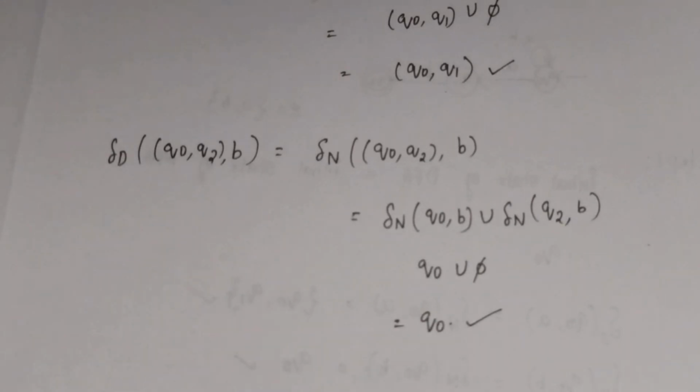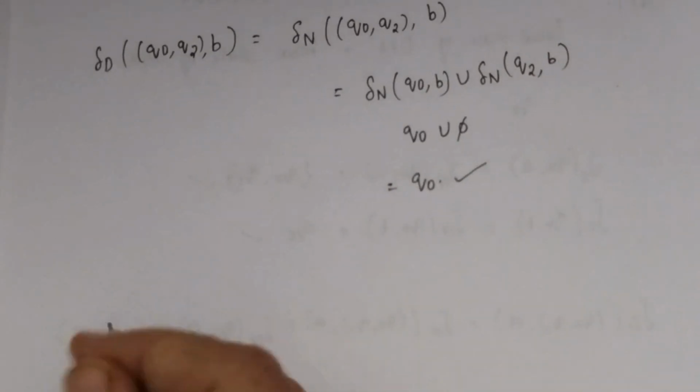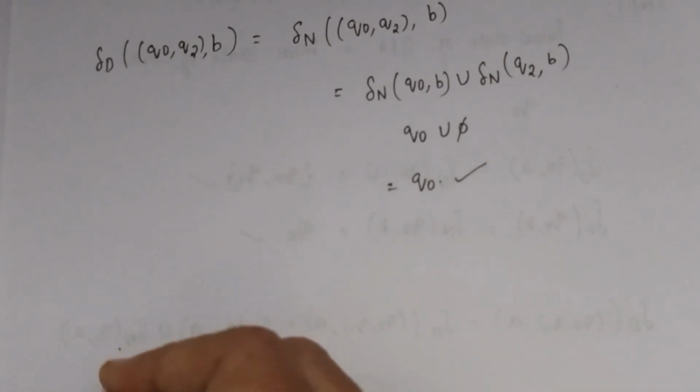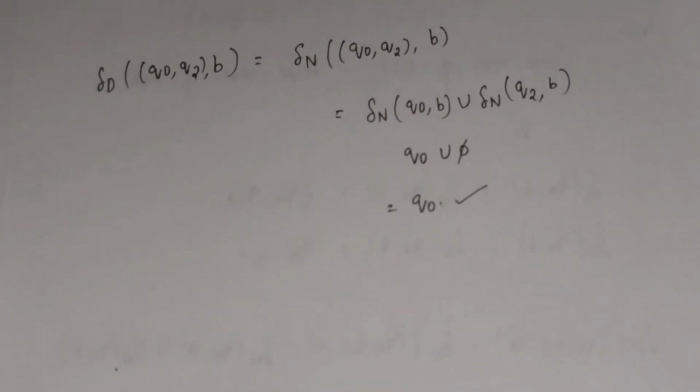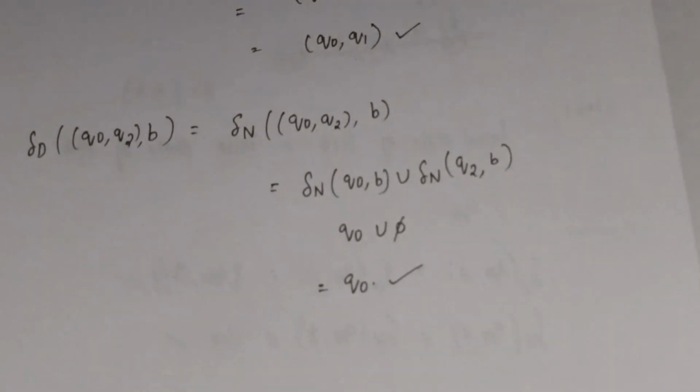Now, start from the initial state of DFA. Now we have the transitions of DFA. Now you can start from Q0. Okay. So now we will write Q0.